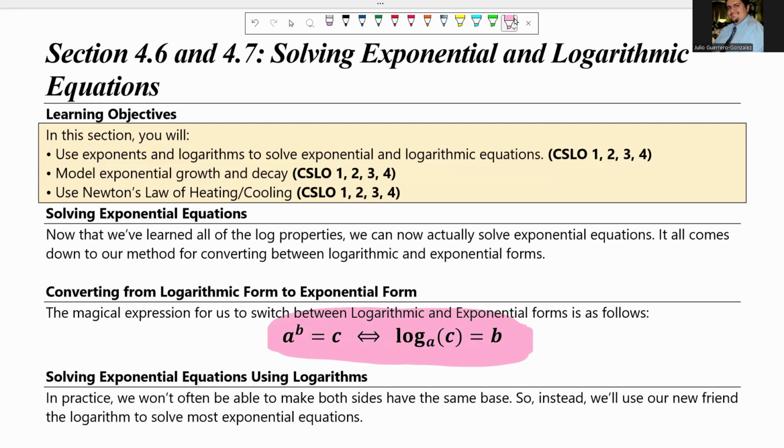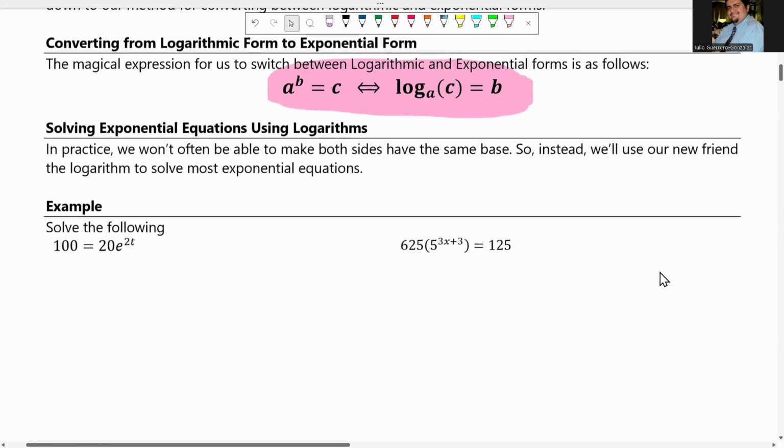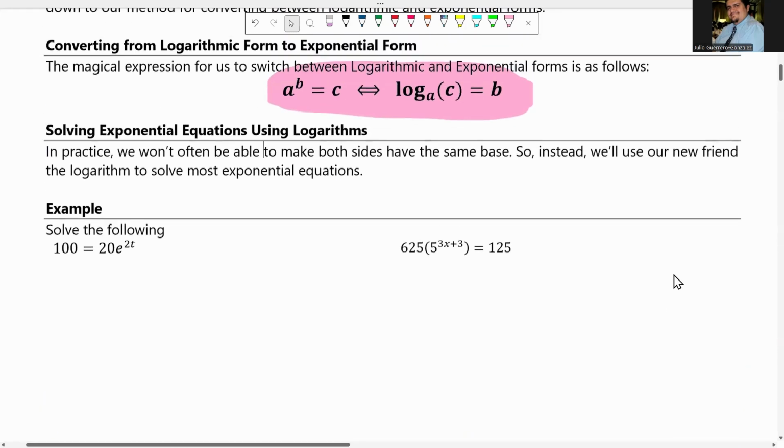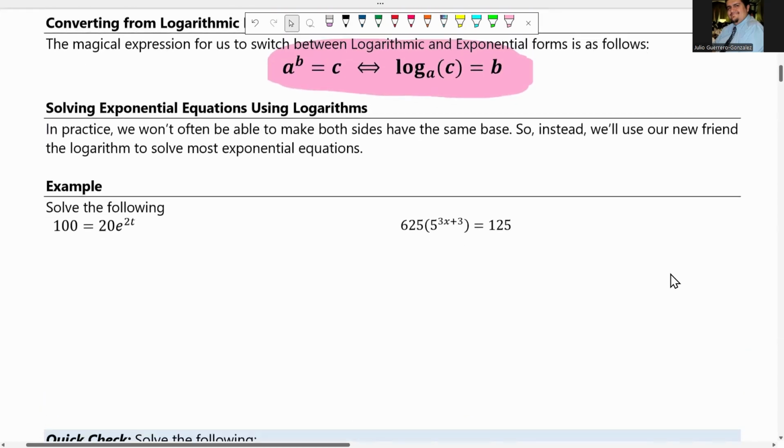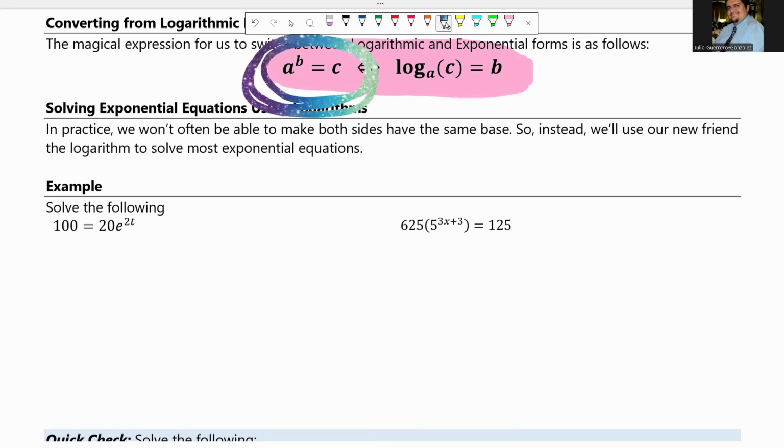Now, how does this actually work? I'm going to do a couple of examples. I'm going to do the one on the right first. The idea for how to solve these is we want to get the exponent bit by itself. I'm going to have the exponential form for both of these.